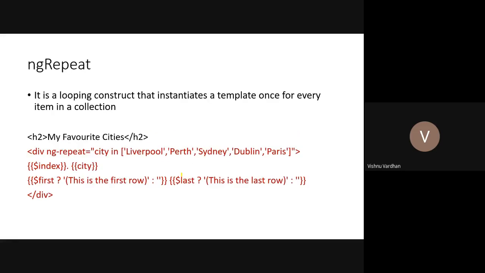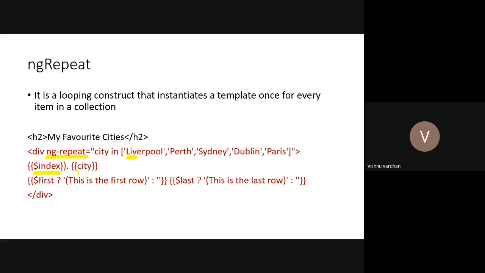Then ng-repeat, that is a looping construct that instantiates a template once for every item in a collection. Suppose you have some values in a given collection. There are some cities given in this example: Liverpool, Perth, Sydney, Dublin, Paris. ng-repeat is going to iterate through all the available values, and with this $index, if the index is 0, the 0th value will be printed here, and if the index is 1, that will be printed. So in that way we can provide the functionality by using the ng-repeat directive.